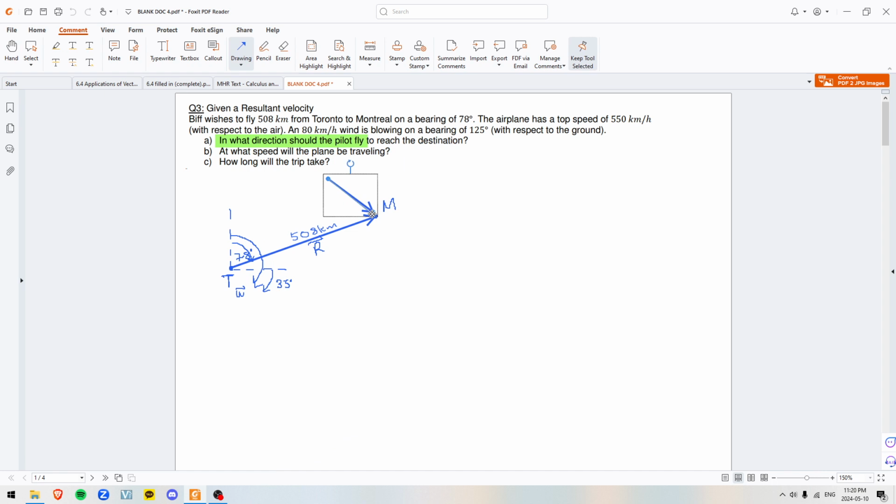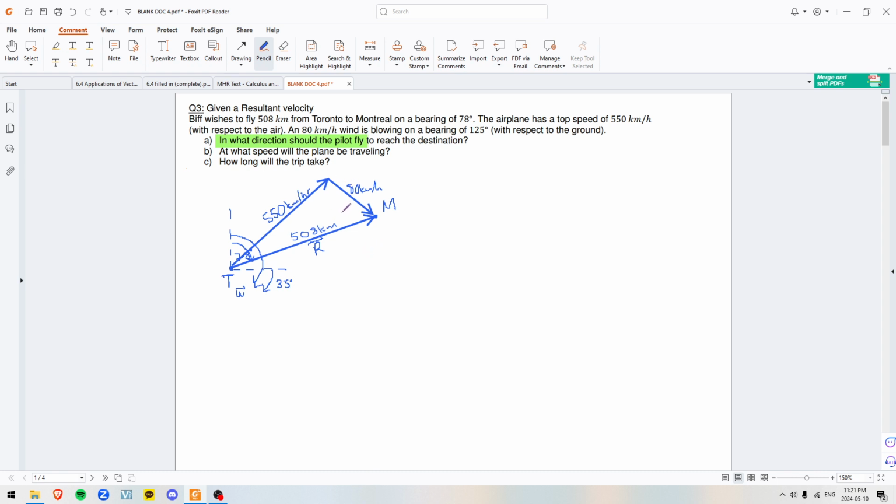If I want my Toronto to Montreal to be my resultant, as in this is where I start and this is where I end up, I need to fly my plane in a slightly different direction so that it accounts for the wind and it pushes me in the direction I want. So the plane is going to fly in an unusual direction, actually north of Montreal, but the wind of 80 kilometers an hour is going to push me back down, which will allow me to arrive in Montreal as if I was flying a straight line. That's the question. And this is the triangle.